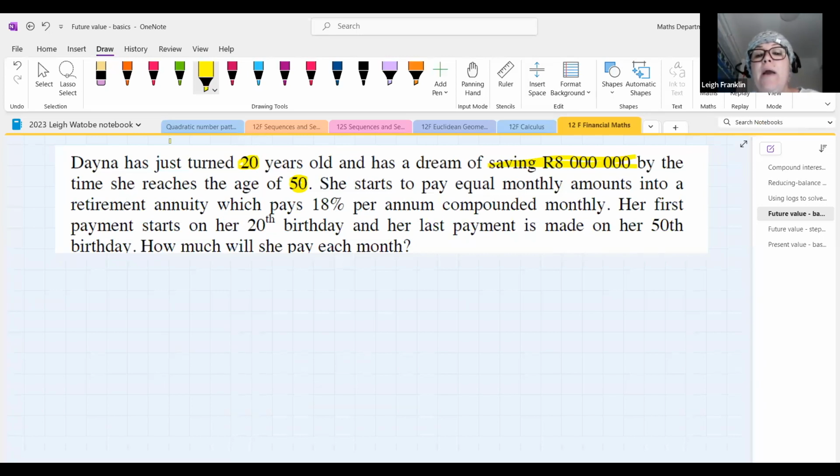She starts to pay equal monthly amounts into a retirement annuity, which pays 18% per annum compounded monthly. She's lucky to get such a good interest rate. But anyway, never mind. Her first payment starts on her 20th birthday, and her last payment is made on her 50th birthday. How much will she pay each month? Okay, so what do we think they're asking us?